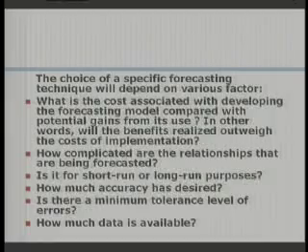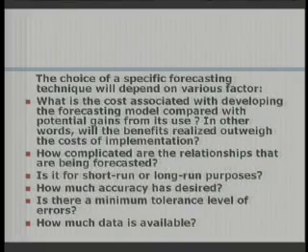Or whatever decisions we are making, unless we have some data, some information, some analysis, we cannot really arrive at a very scientific decision. And that's the objective. When we began this, we did talk about scientific inquiry. So, the choice of a specific forecasting technique will depend on various factors. What is the cost associated with this? As I said, optimizing resources.